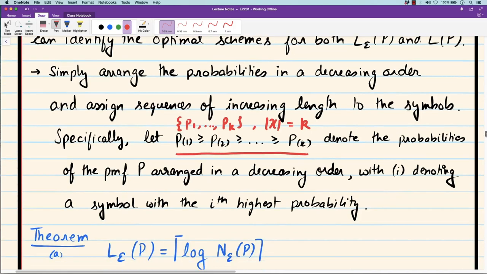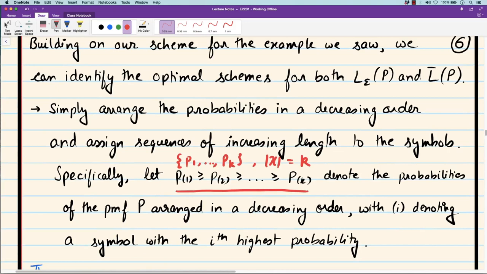That's my notation here. Once you arrange it, for a scheme which attains this, you take the symbol with highest probability and assign to it the shortest sequence, namely the sequence with length 1, which is, let's say, 0. Then you have one more sequence with length 1, you assign it to the next symbol, and you keep on going, each time assigning the shortest available sequence. We will see shortly that this scheme is actually optimal and attains L bar P. In fact, this scheme is also optimal for attaining L epsilon P. This scheme attains both of them, except that when you are striving to attain L epsilon P, you don't keep on going. You stop once you have collected enough symbols to have probability greater than 1 minus epsilon. But the principle is the same: arrange the symbols in decreasing order of probabilities and start assigning shorter sequences to symbols with larger probabilities.